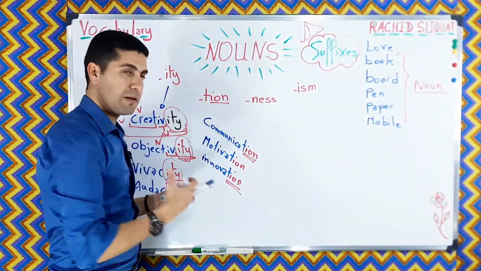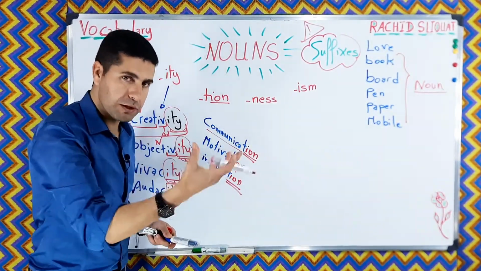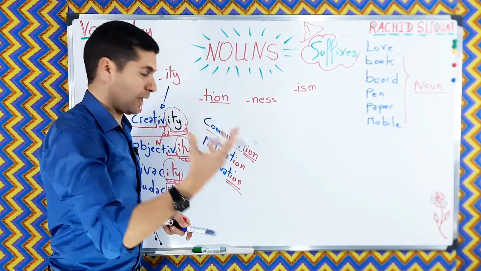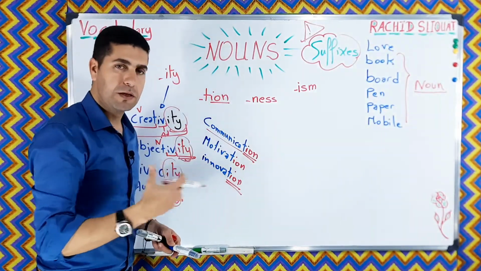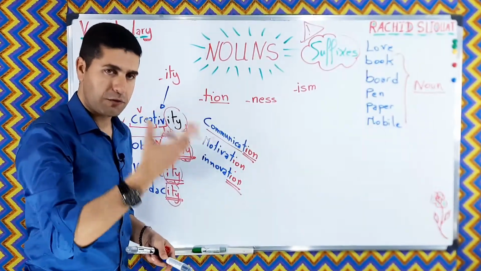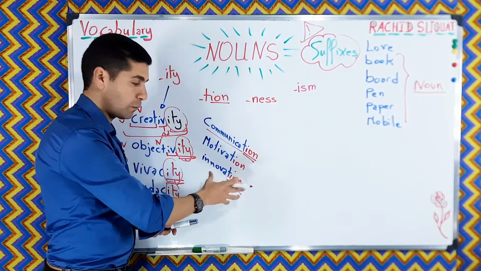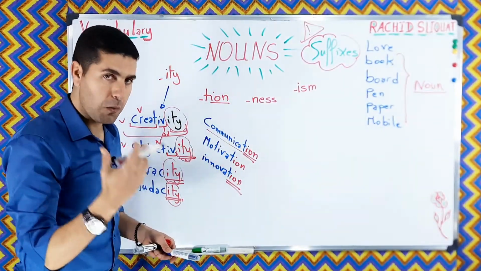So this is a suffix to create nouns. The verb is to communicate, the noun is communication. Motivate, the noun is motivation. Innovate, innovation. So we have a lot of nouns with shun or with I-O-N, okay?